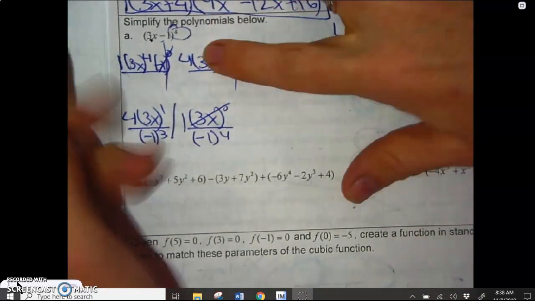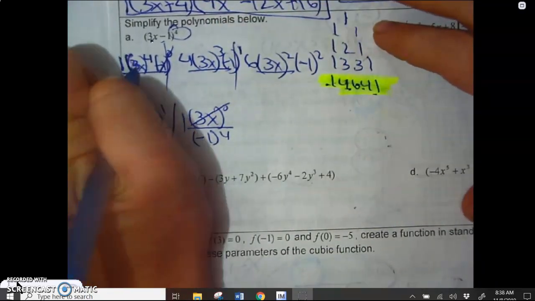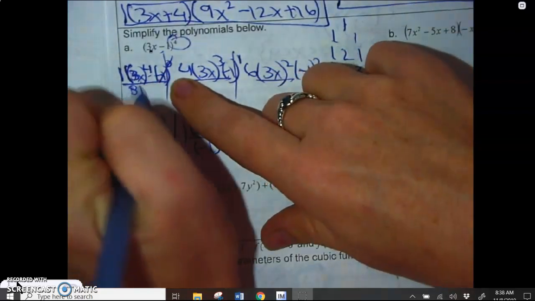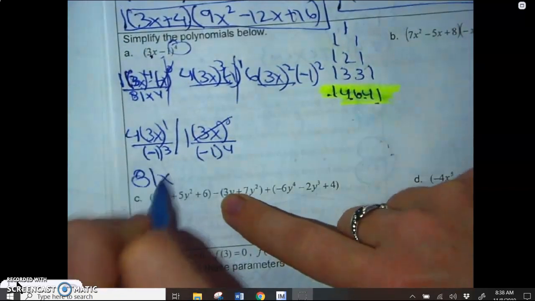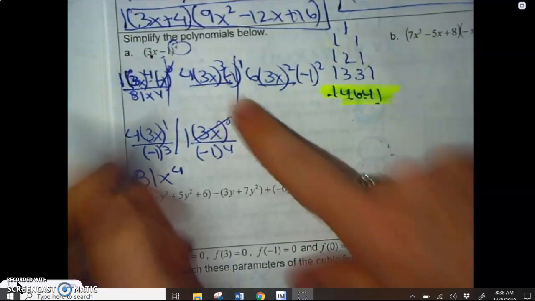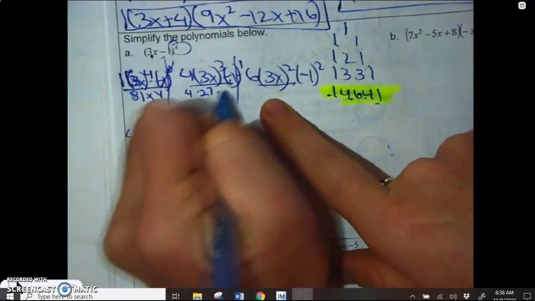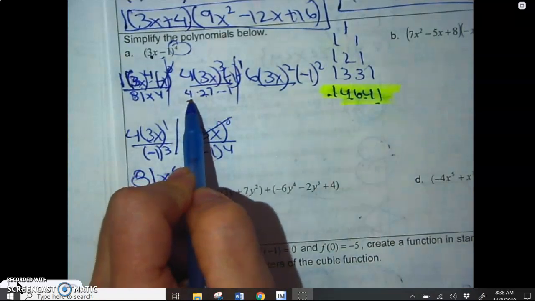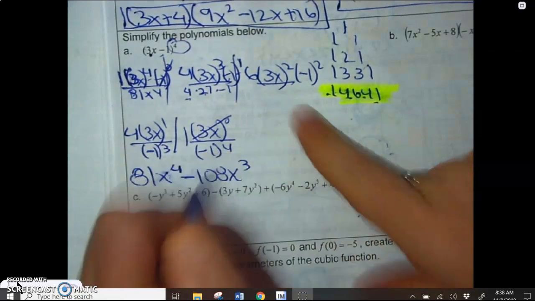So now I'm going to go, wow, I made this really messy. 3x to the 4th means 3 to the 4th times 1 is 81. So 81x to the 4th. 3 cubed is 27. Negative 1 to the 1st is negative 1. 27 times 4, let's say 54, 108, negative 108 x cubed. It's a pattern.